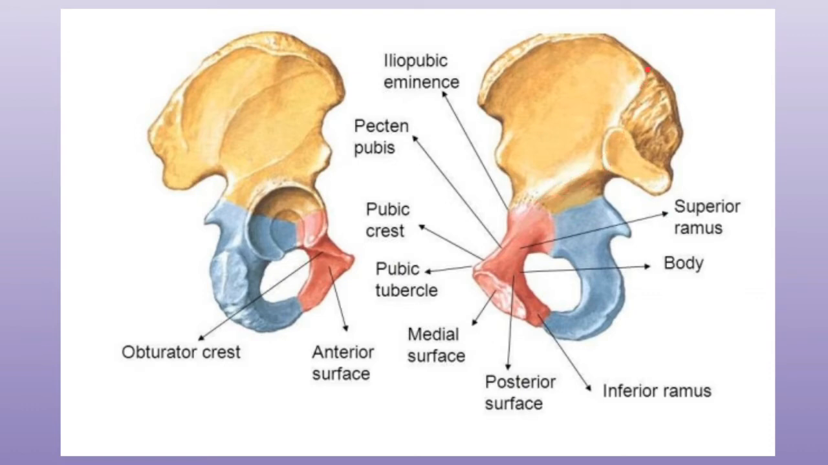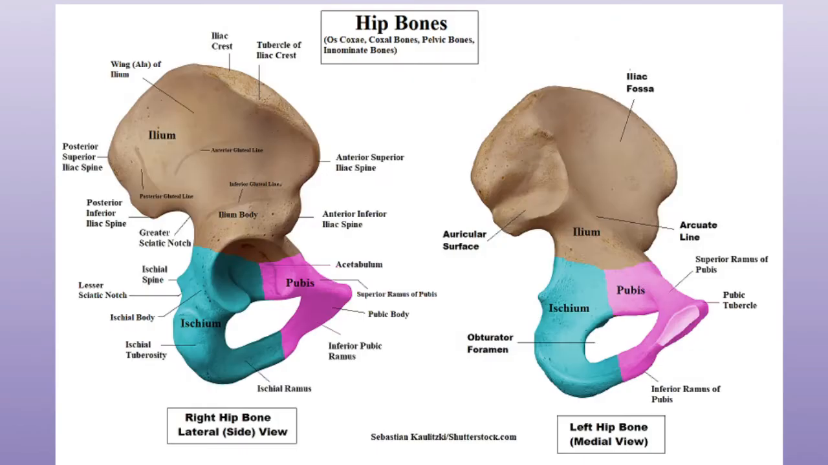Now this medial border is present on the inner or pelvic surface, remember, on the medial surface of this particular hip bone, and it extends from the iliac crest to the iliopubic eminence. Over here, as you can see, this is the iliopubic eminence. Now this particular medial border separates the iliac fossa from the sacropelvic surface of the hip bone. Now next are the surfaces.